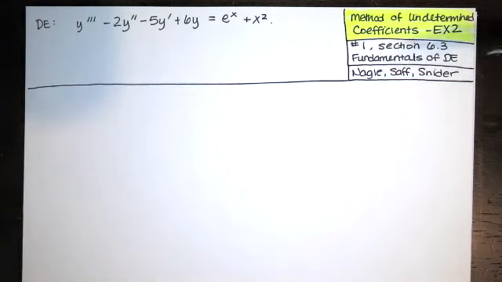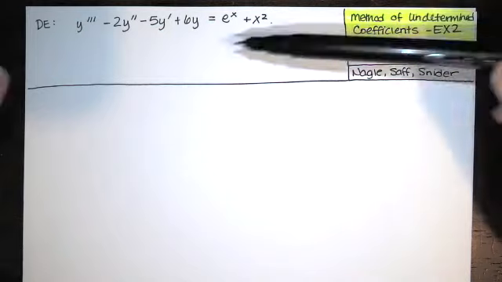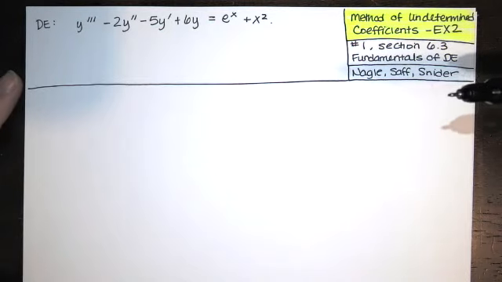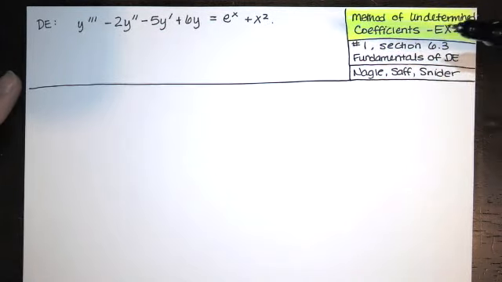In this video, we work our second example involving the method of undetermined coefficients. This is problem number 1 in section 6.3 of Fundamentals of Differential Equations by Nagel, Saff, and Snyder. We've got this third order differential equation and this particular right-hand side.